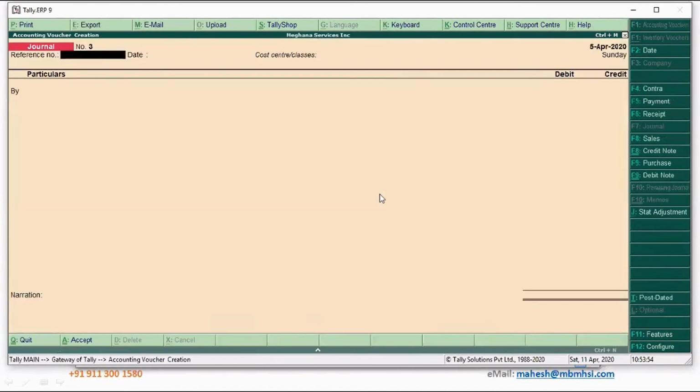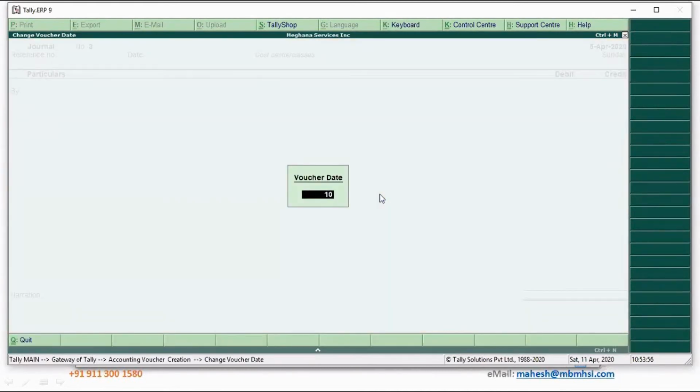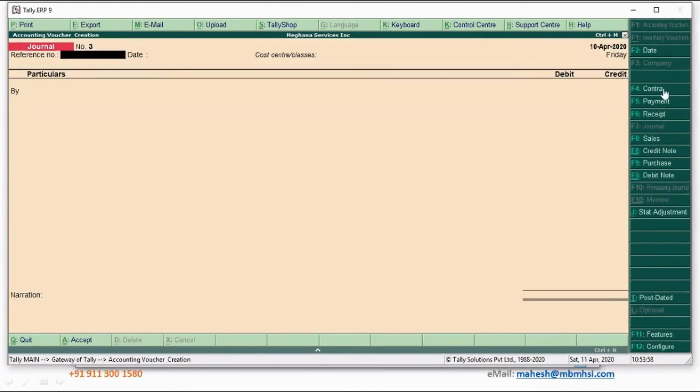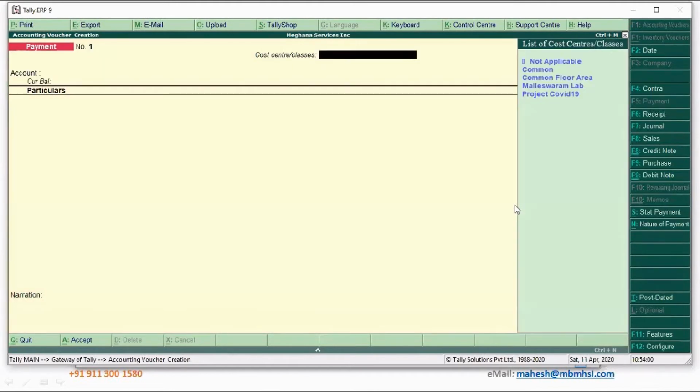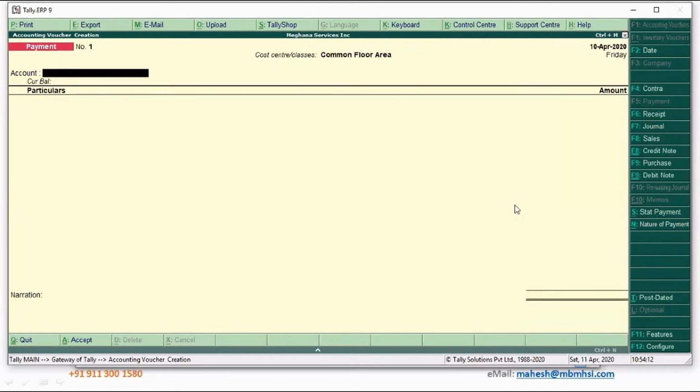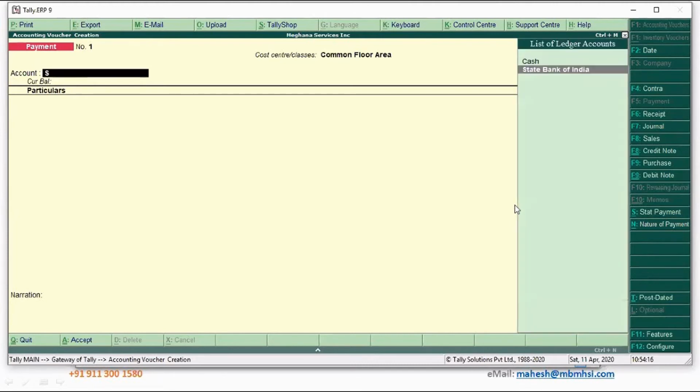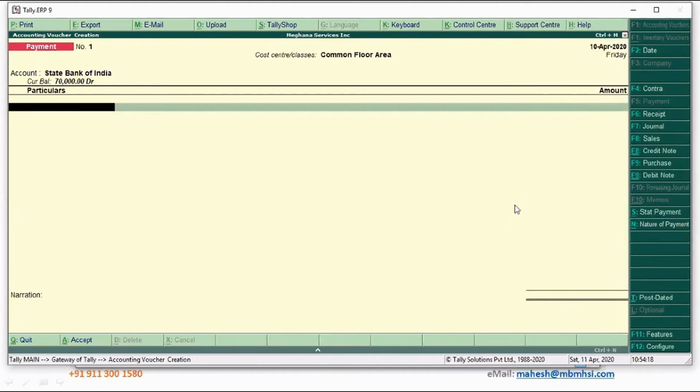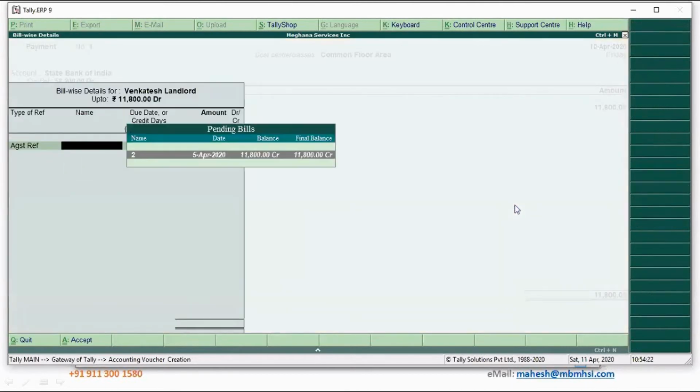Again, say for example on 10th of April I'm making the rent payment. So I'll go to payment entry. Again in payment entry I'll select common floor area. That is how I need to make the payment also, because the payment of 11,800 should also get allocated to common floor area, because it's against the common floor area we are making the payment. So State Bank of India, to whom? Venkatesh landlord 11,800 against this bill number.